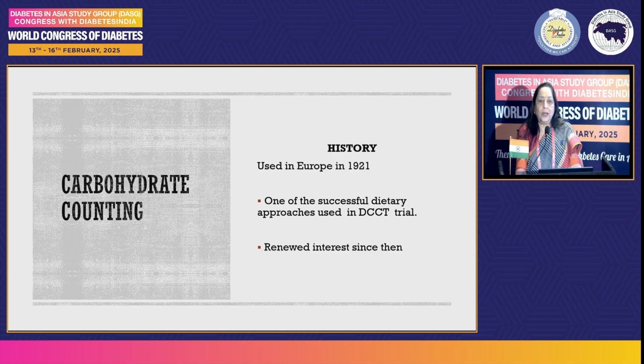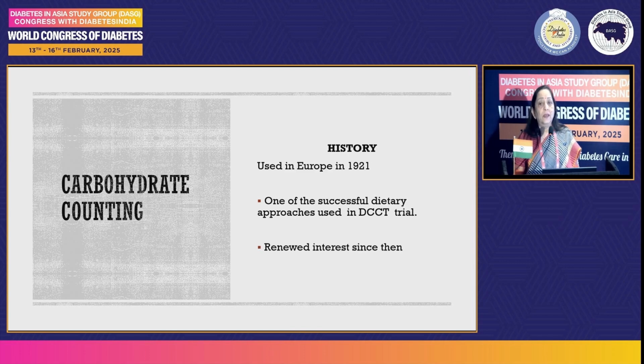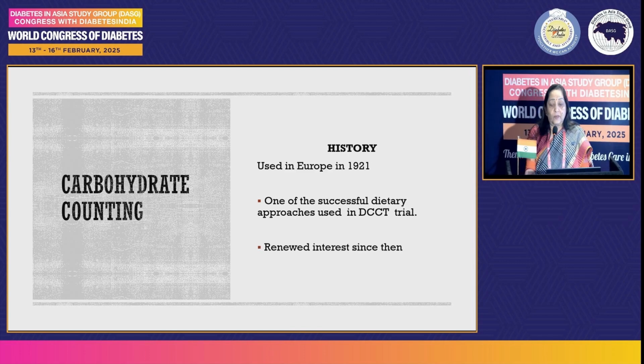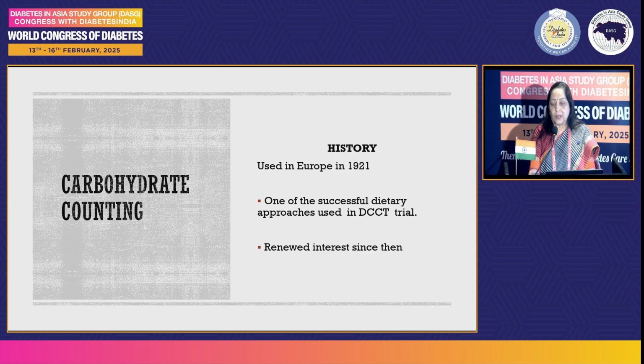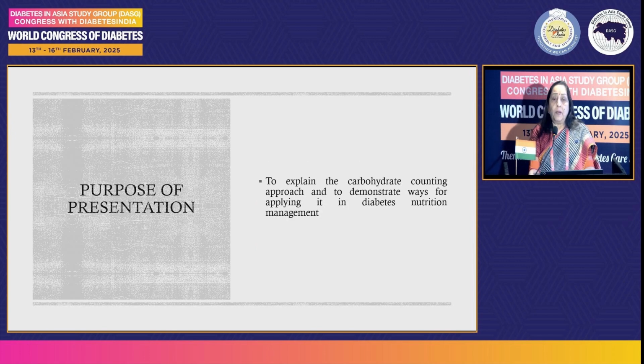Carbohydrate counting has become very popular nowadays, but its concept is very, very old. In 1921 in Europe, it was introduced, and this is one of the successful dietary approaches used in the DCCT trial. The purpose of my presentation is to explain the carbohydrate counting approach and demonstrate ways for applying it to diabetes nutrition management.